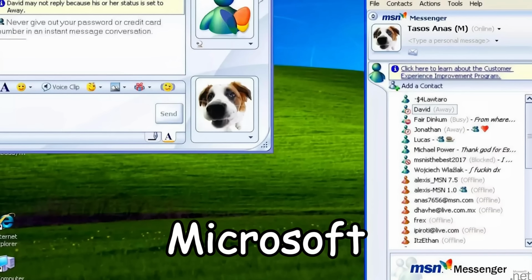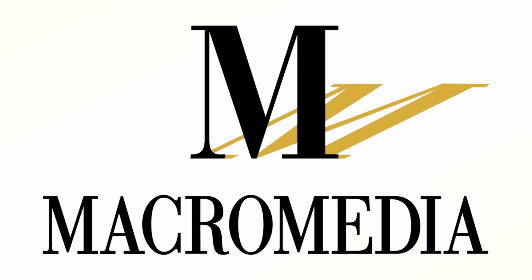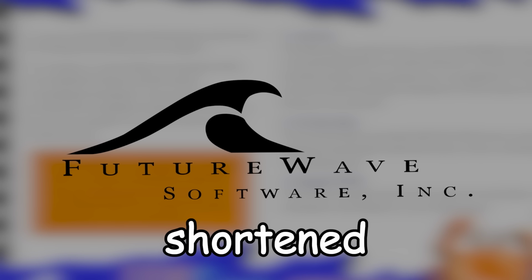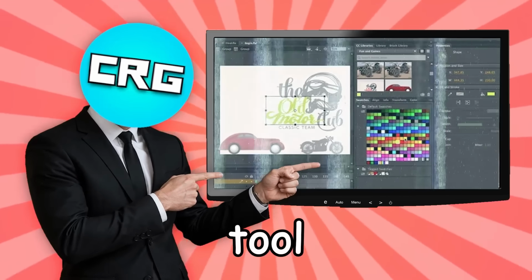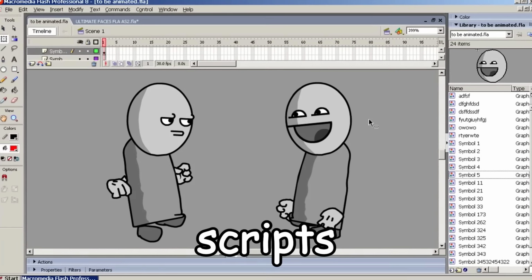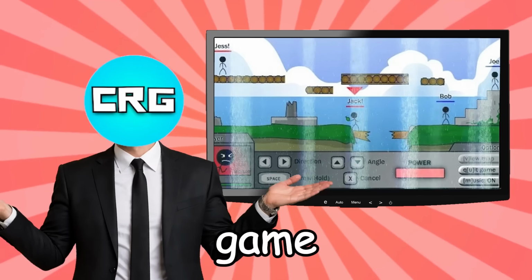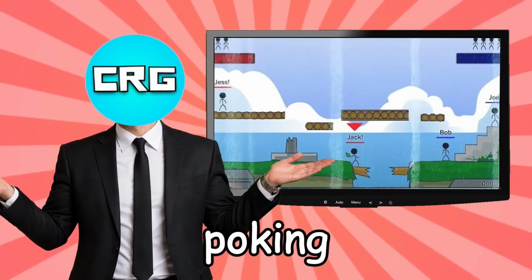Disney used it, Microsoft used it for their early MSN rollout. And near the end of 1996, Macromedia, one of the biggest names in multimedia software, bought FutureWave and shortened the name. They called it Flash. Flash under Macromedia started out as an animation tool with some basic scripting on top. Those scripts let designers add buttons, simple menus, small pieces of interactivity. Game developers were not the target audience, and yet game developers started poking at it immediately.